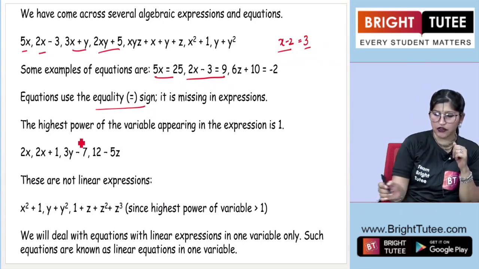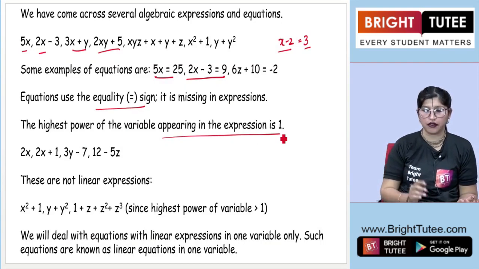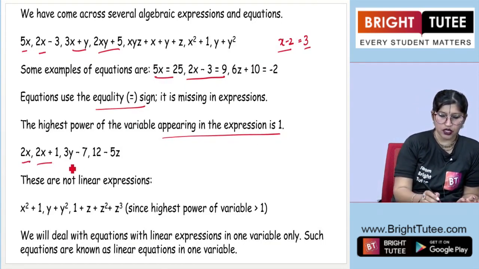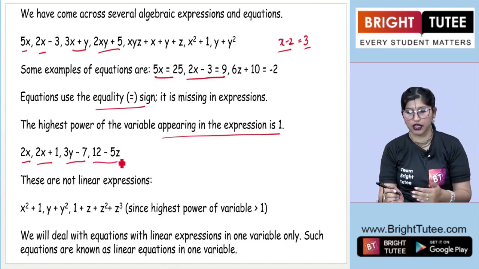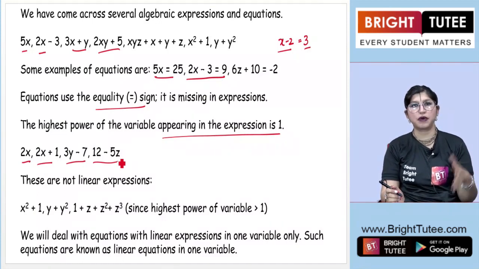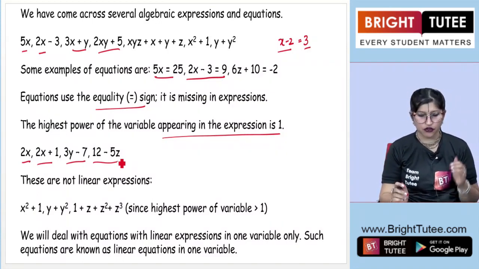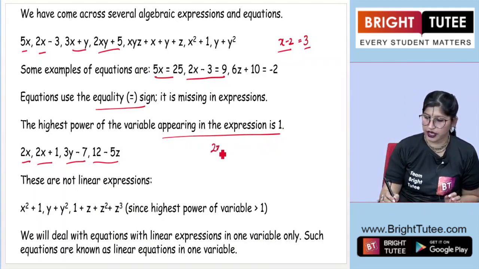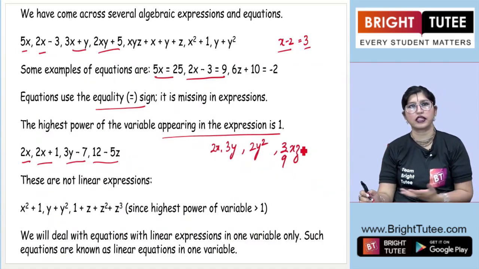Now the highest power of the variable appearing in the expression is 1. If we check all these, like 2x, 2x plus 1, 3y minus 7, 12 minus 5z, these are the variables in the expression. The highest power of these variables is 1. Now if I am talking about variables, we know x, y, z, these all are variables. So 2x, 3y, 2y square, 3 by 9, x, z, these all are expressions.